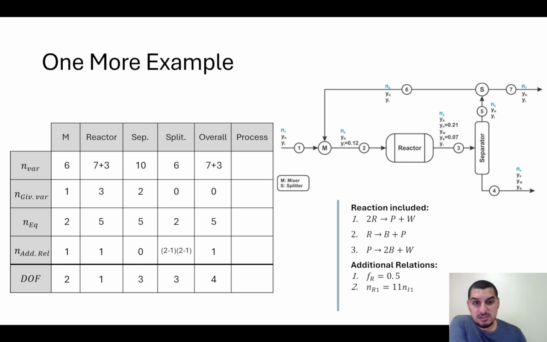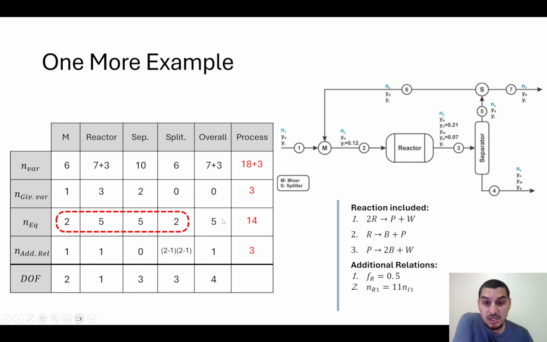So for the process, the number of variables is 1, 2, 3, 4, 5, 6, 7, 8, 9, 10, 11, 12, 13, 14, 15, 16, 17, 18 plus 3, so it's 21. 3, of course, the 3 extensive reactions. The number of given variables is 3. The number of equations is the summation of these numbers, so it's 14. The number of additional relations is 2 plus the extent of reaction, so it's 3. I mean the splitter restriction. So by counting this, you will find that the degrees of freedom is 1.